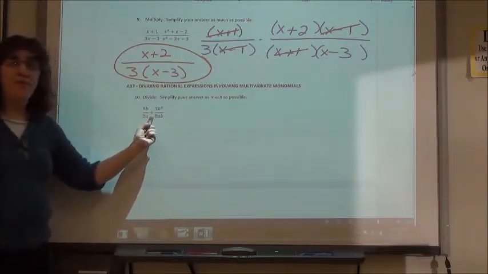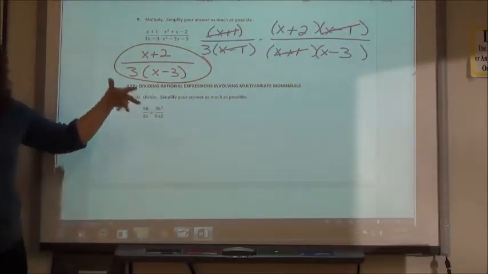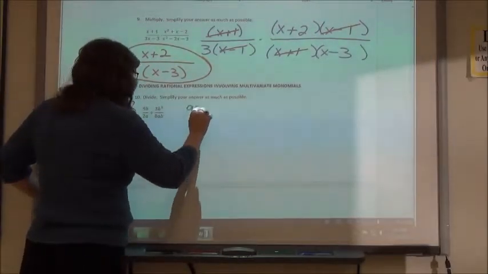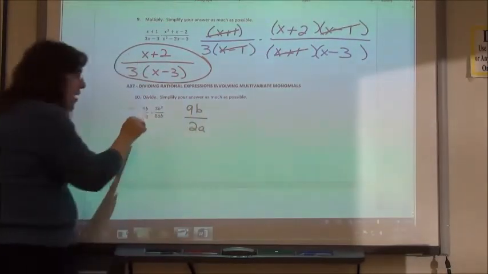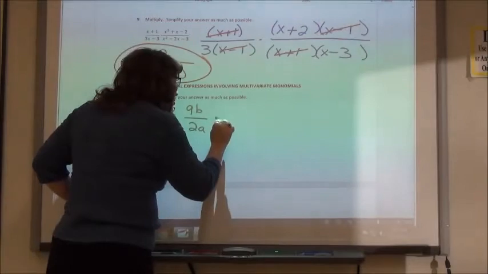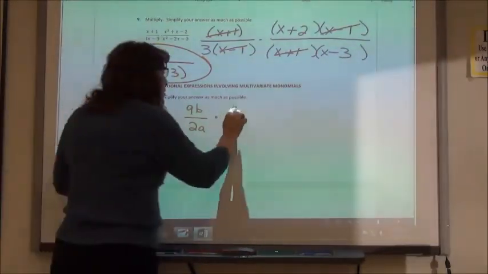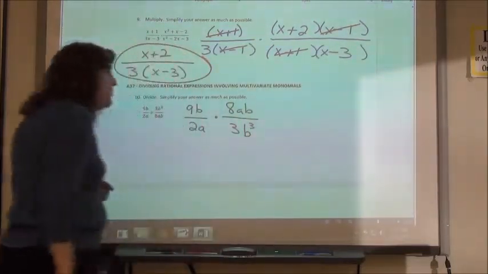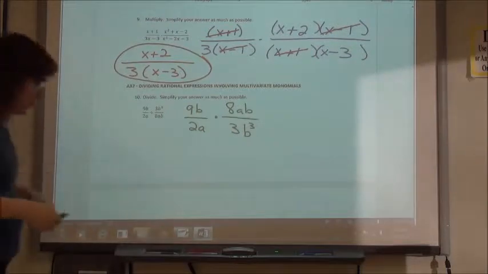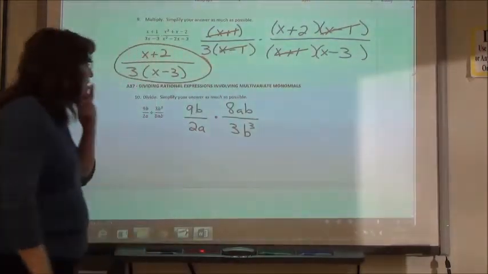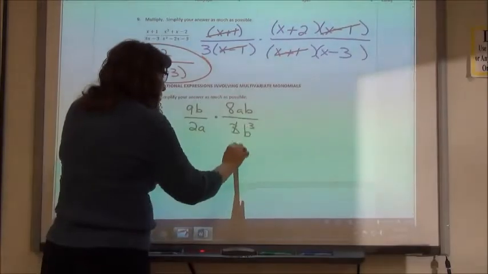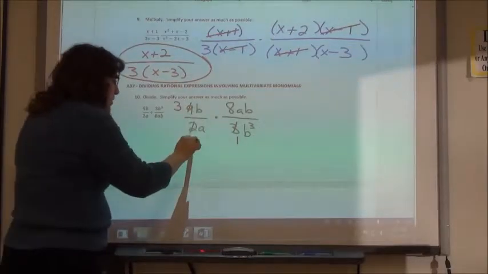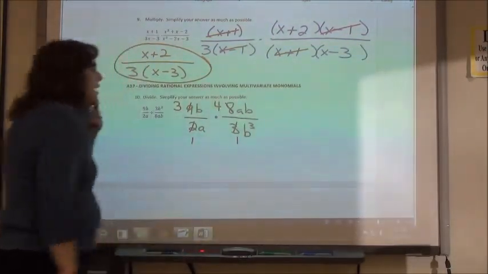Trying to remind you that with fractions, if you're dividing, you're going to flip that second fraction and then multiply. So I'm going to rewrite my problem. 9b over 2a. First fraction stayed the same. Going to change it to multiplying, and then I have to do the reciprocal, so the 8ab goes on top, and the 3b to the third goes on the bottom. Now I do it like those multiplying ones. So I'm going to start with my coefficients and do some reducing. 3 goes into 3 once and into 9 3 times. 2 goes into 2 once and into 8 4 times.